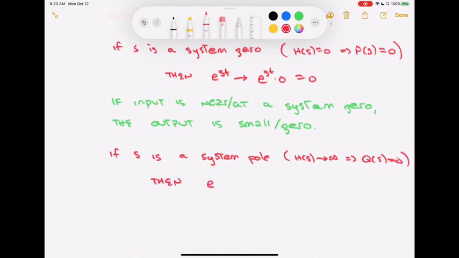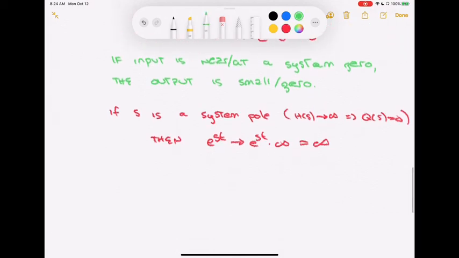Then e to the st goes to e to the st times infinity, which goes off to infinity. We get this extremely strong kind of output. If you drive a system at that pole, you end up getting an unbounded output. So we can get a conclusion out of this as well.